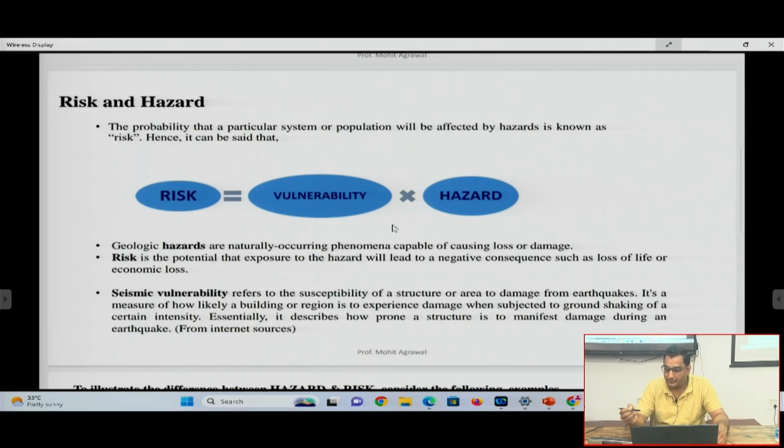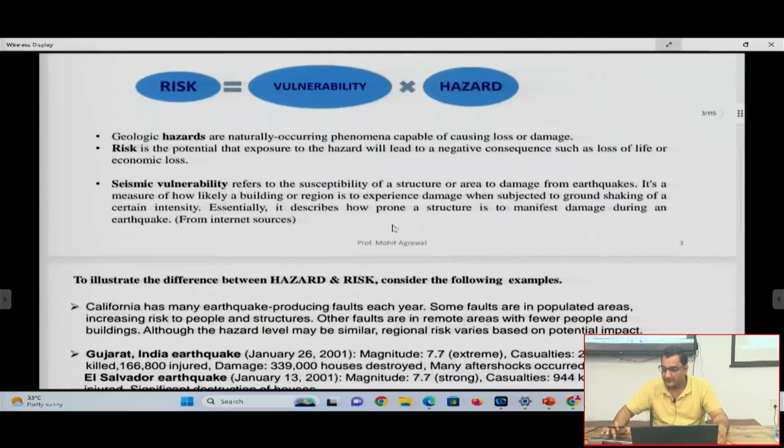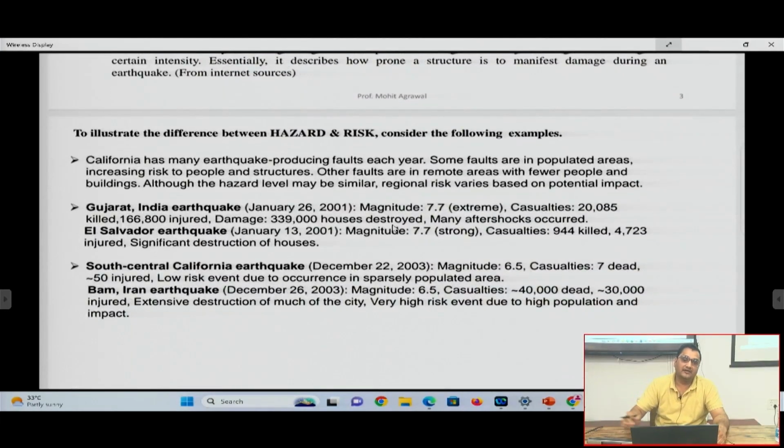If you want to understand it more in the context of earthquakes, let's suppose there is an area of California where you have several long faults, and those faults are passing through some populated areas, and they are also passing through some remotely located areas where the population density is not too high. So you can say that the fault is the same, that means the hazard is the same, but when it is passing through the populated area, the risk is more. But when it is passing through the remote area, because the population density is very sparse, the risk is very less.